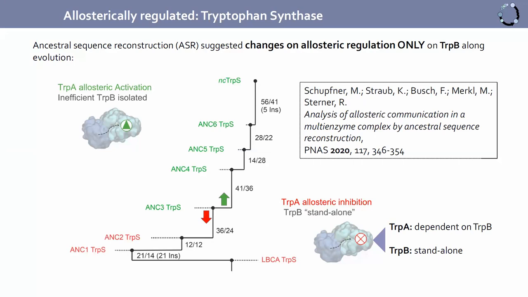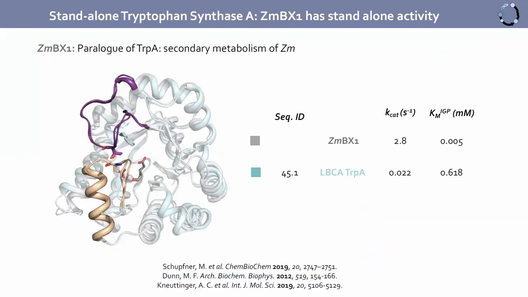This is not the story for the alpha subunit. The alpha in the ancestral enzyme was already dependent on beta. So in our attempts to make standalone alphas, we didn't have a real reference because the ancestral enzyme was already dependent on the beta. But interestingly, there is a paralog of tryptophan A from the secondary metabolism of ZMIs, ZMIs VX1. If you see, I overlaid the structure of ZMIs VX1 with the structure of LBCA tryptophan A, and structurally they're exactly the same. The sequence identity is quite low, but ZMIs VX1 has standalone activity, whereas LBCA tryptophan A does not.